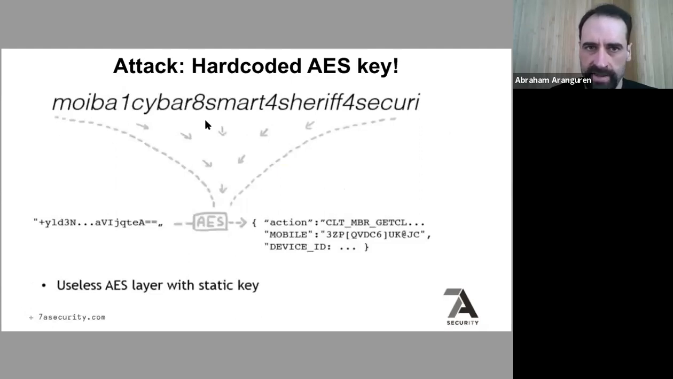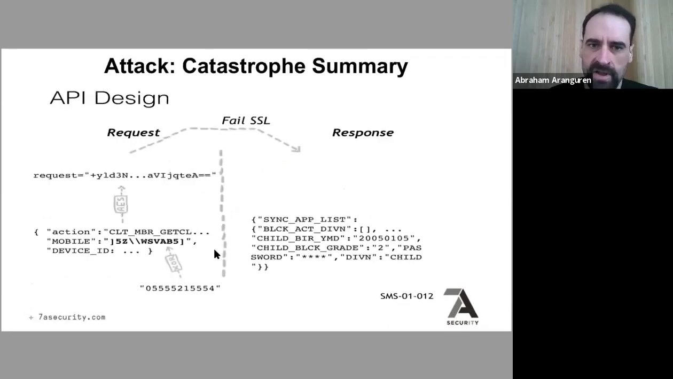But this was the hard-coded AES key. You can see mobile, cyber, or something. And then this is the encrypted request, and then you run this through the AES key, and then you get the plain text, right? So we have a useless AES layer with a static key. So in summary, between the first time that we tested this application and the second time, this is everything that they did wrong. So what we affectionately call the catastrophe summary.